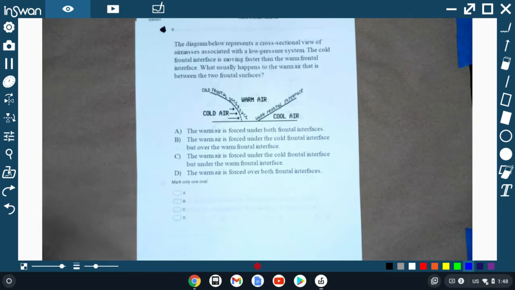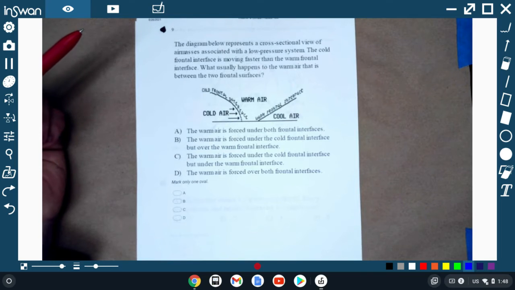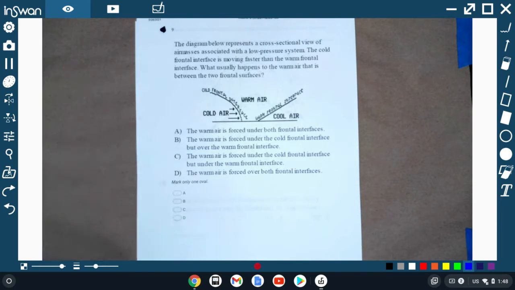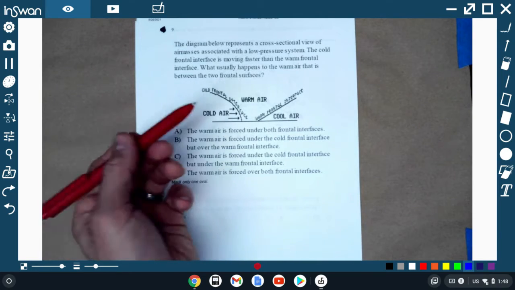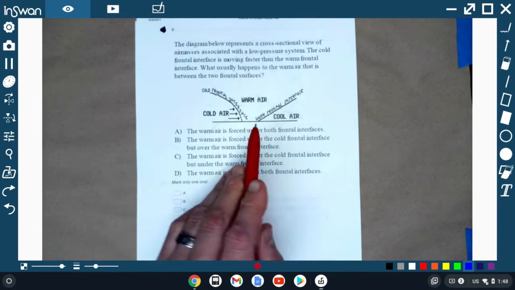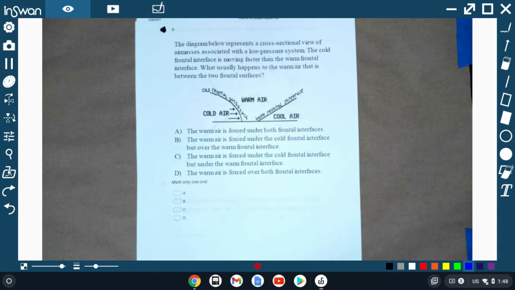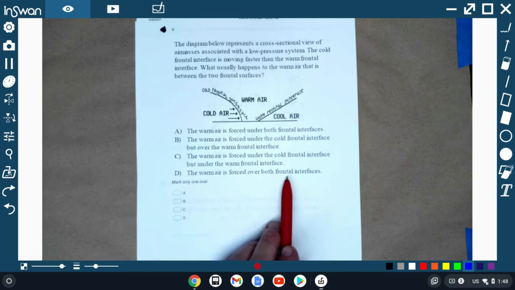Number 9, we get a diagram that represents the cross-sectional view of an air mass associated with a low pressure. Cross-section just means a side view. The cold frontal interface is moving faster than the warm frontal interface. What usually happens to the warm air that's between the two frontal surfaces? Well, we know that warm air is less dense, so it's going to rise up. So as this cold air pushes in, it's going to push the warm air up. And the only answer for this is that the warm air is forced over the frontal boundaries.